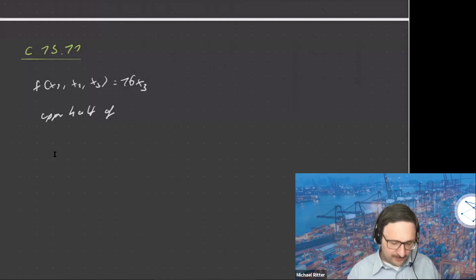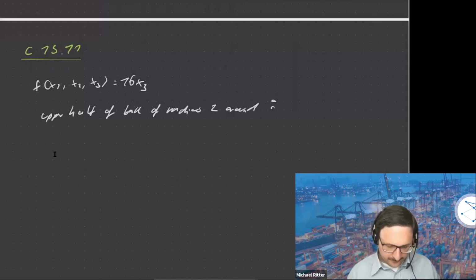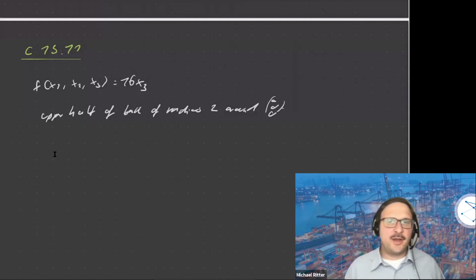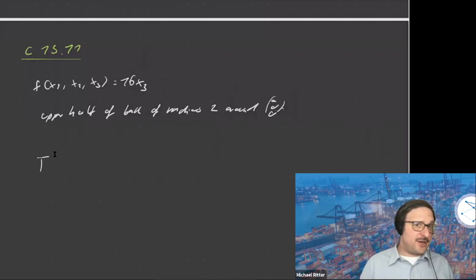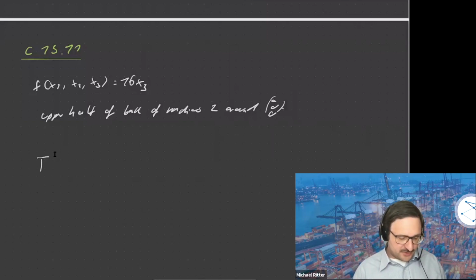of a ball of radius 2 around the origin. Oh, 0, 0, 0, 3 dimensions, of course. And it even says use spherical coordinates. And that's just what we are going to do. So, of course, you need to know the transformation of spherical coordinates to Cartesian coordinates.